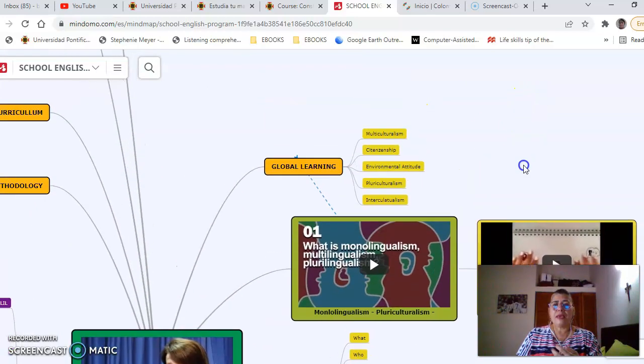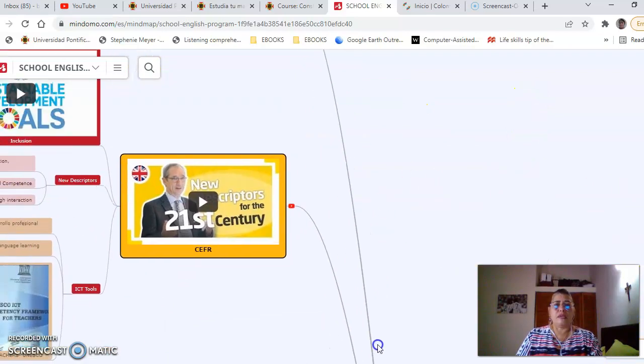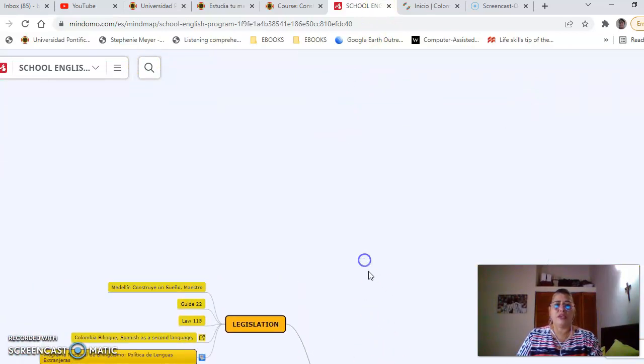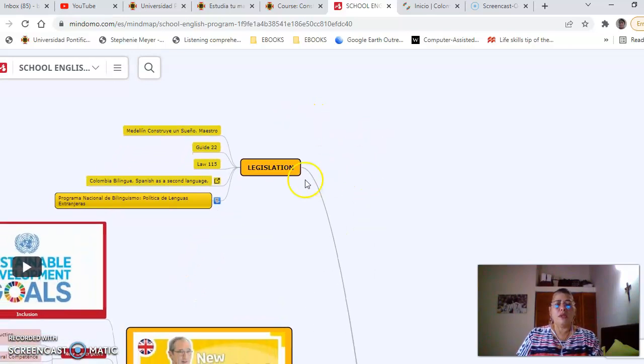Okay? That makes us look at what we legally have, and I'm going to go through our legislation. What legislates us? Medellín Construye un Sueño Maestro, which is a guide designed for the teaching of all the programs: science, social studies, math, English, religion, arts. For English, there's a specific one: Guide 22, El Reto es Ahora, the challenge is now, when we start with our Common European Framework for the first time in 2003.